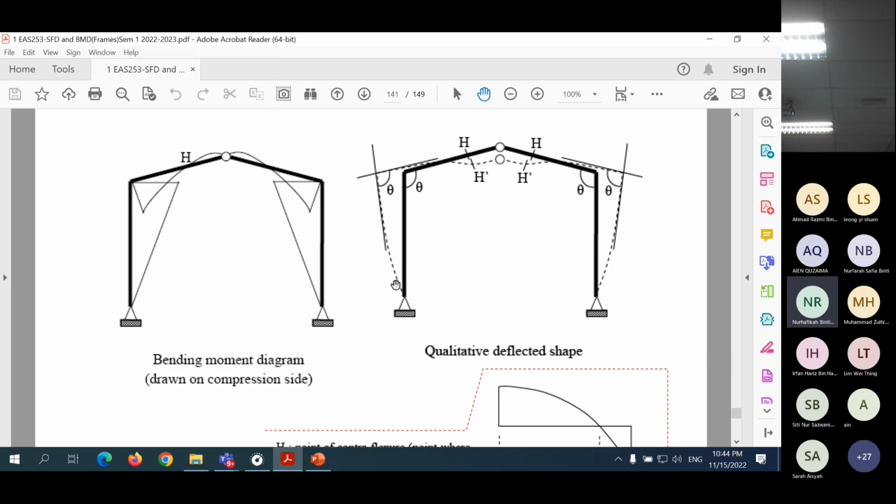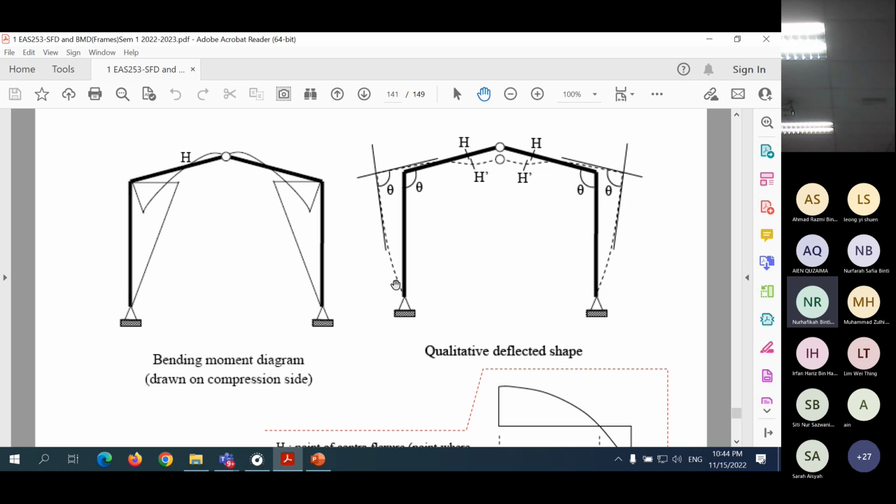Qualitative deflected shape. So this is a qualitative deflected shape. The bending moment diagram is on the compression side, so we know which one is compression now. So this side should be compression, this side compression, this one compression, this one compression, but this one a little bit top one compression. So based on that, this one cannot move, this one cannot move. The angle should be maintained. So that this is a qualitative deflected shape.